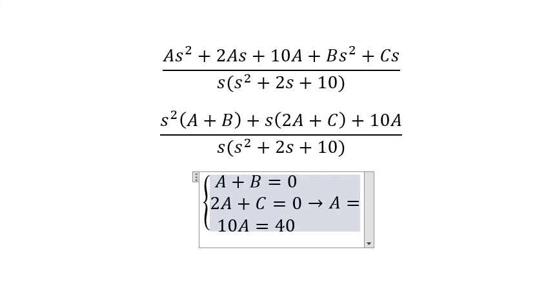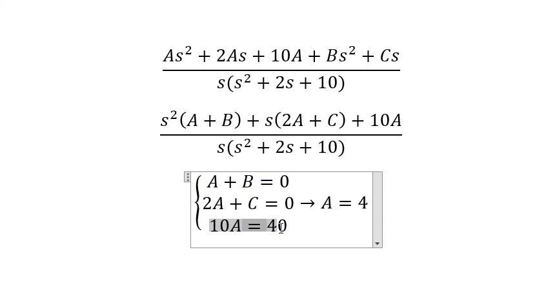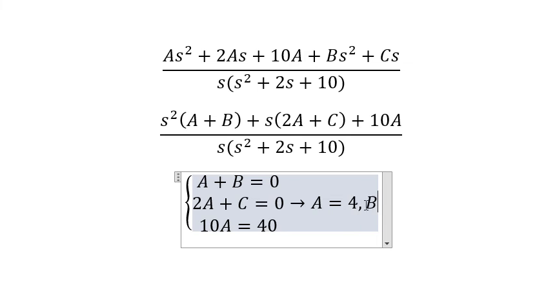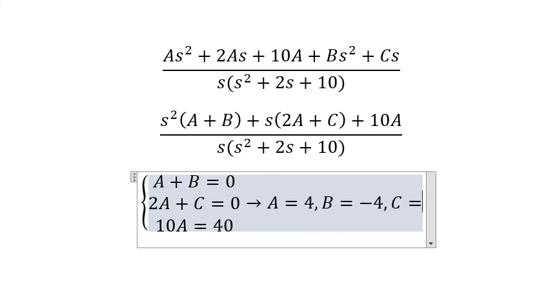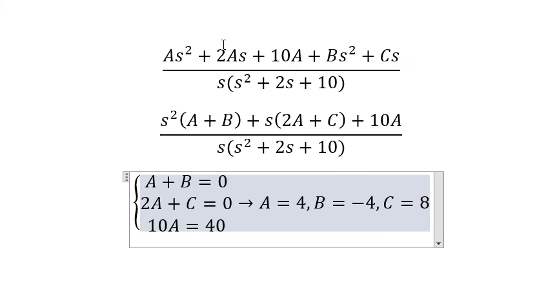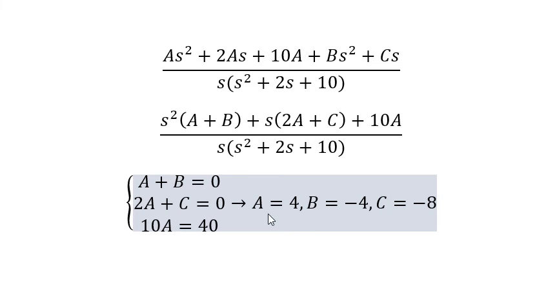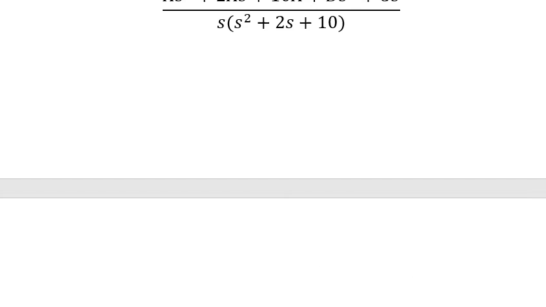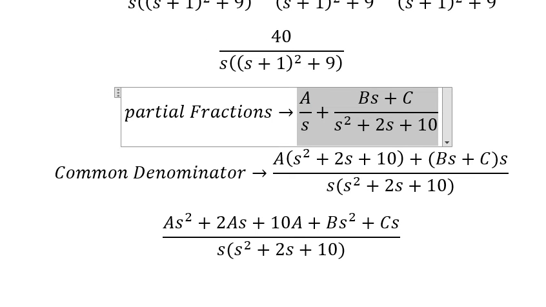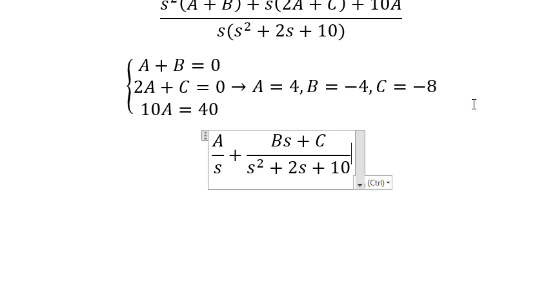So A equals 4 because we divide both sides by 10 in here. That's why we have 4. Later we find the value of B in here, and that's negative 4. And C we can find in here. That's 8. Oh sorry, negative 8. After we do this, we put the values A, B, C in here. So we have 4, negative 4, and negative 8.